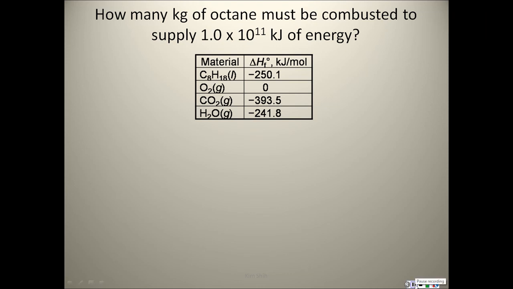Okay, let's just talk about this one. The question is, how many kilograms of octane must be combusted to supply 1.1 times 10 to the 11 kilojoules of energy? Remember, combustion equations are always the same. It's the hydrocarbon plus oxygen gas yields carbon dioxide and water. That is always the set reaction for a combustion reaction. So we're going to have C8H18 plus O2 yields CO2 plus H2O.